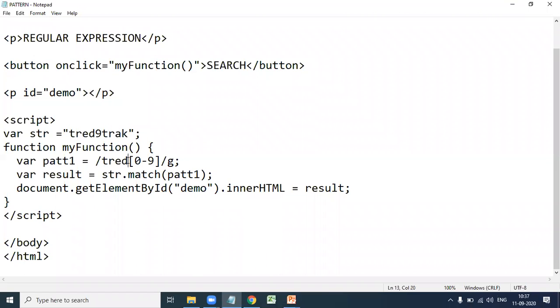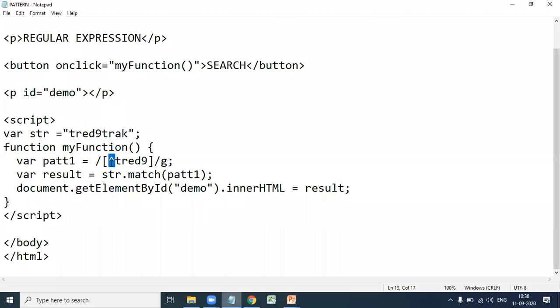Next one, circumflex. When the circumflex is inside the bracket, it is used to negate the expression. Here the circumflex is inside the square bracket, which is used to negate the expression. Let us see the output for this one.